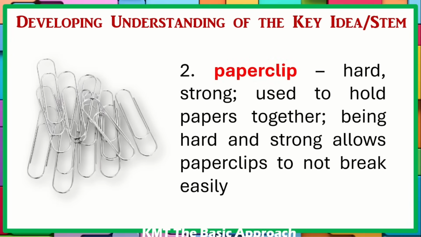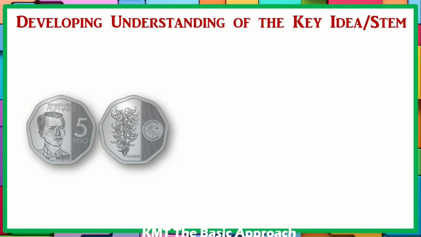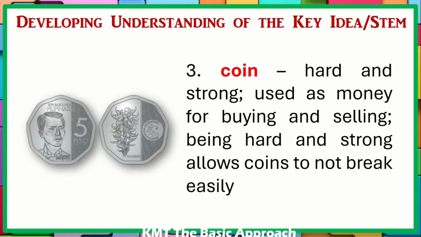Second, paper clip. Hard, strong, used to hold papers together. Being hard and strong allows paper clips to not break easily. And the third object, coin. Hard and strong, used as money for buying and selling. Being hard and strong allows coins to not break easily.